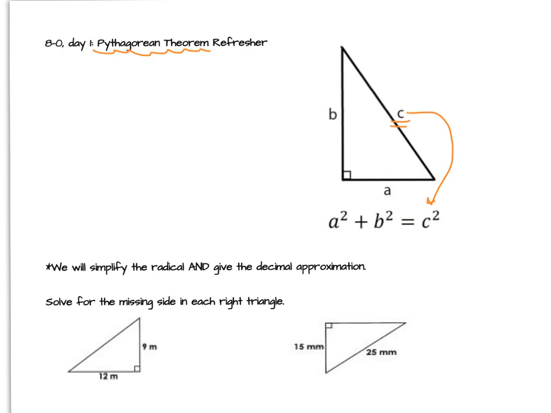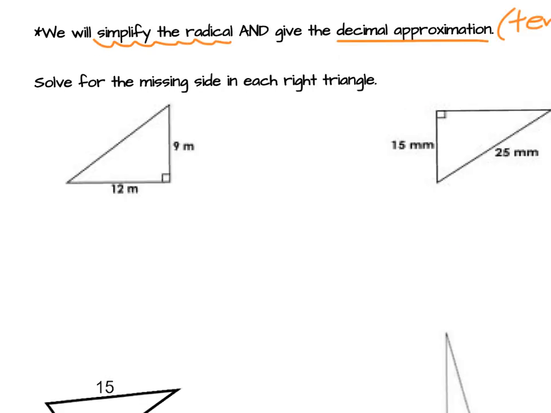Now, sometimes you'll know A and B and you're trying to solve for C, or you'll know C and either A or B and then have to find the other variable. Remember, when we practiced these before, we're going to practice or model simplifying the radical using our fractal trees and giving a decimal approximation. And we'll approximate our decimals to the nearest tenth. The directions down below: solve for the missing side in each right triangle.